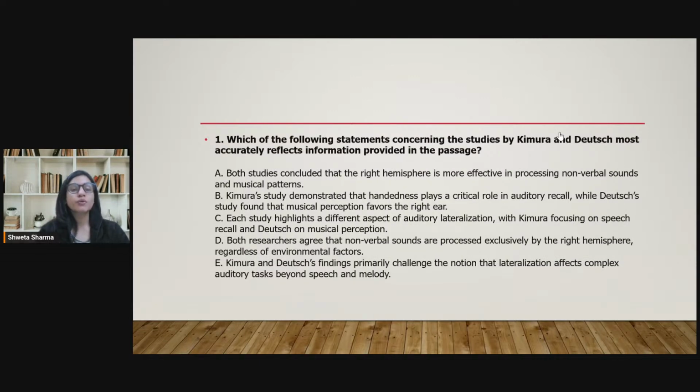We have four paragraphs, four questions to cover, guys, in 10 minutes. Let's quickly have a look at the first question. I'm giving you 2 minutes. Let me know once done. Or if you want to move back to the passage, I'll take you back, since it is a specific question. It says, which of the following statements concerning the studies of Kimura and Dosh most accurately reflects information provided in the passage? So please have a look at the paragraph in case you want to. I'll take you back and then we discuss it.